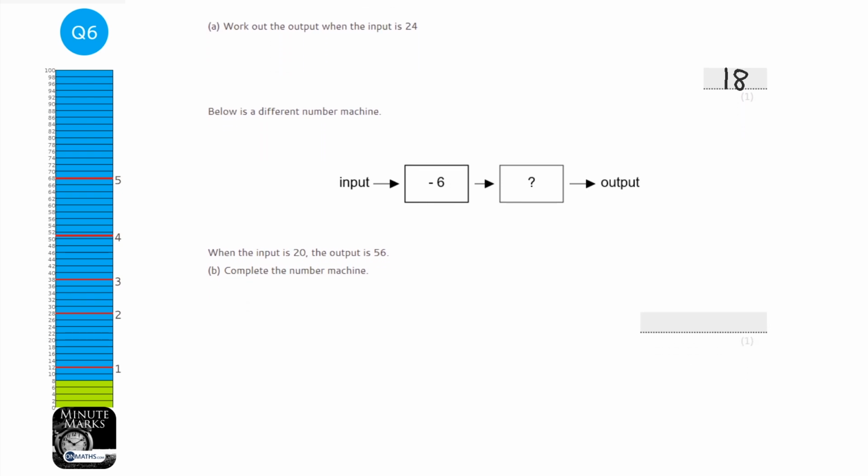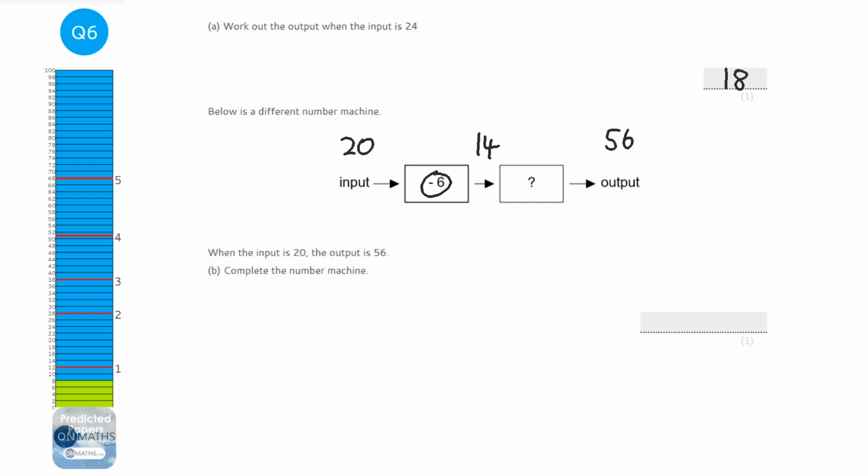Next question says below is a different number machine. It says when the input is 20, the output is 56. So let's follow through on the input. So the input's 20, we take away 6, so that's going to give us 14. Now we've got to then think, right, how do I get from 14 to 56?